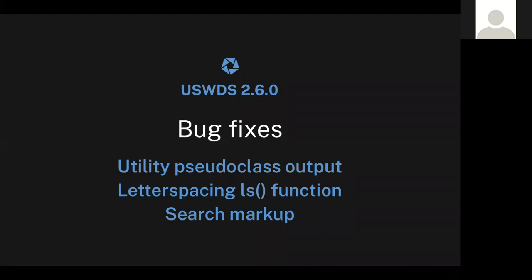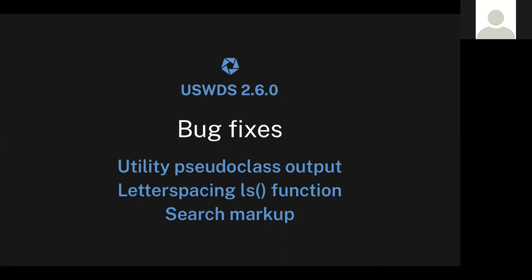There's also a little bug in the letter spacing function where if you entered the 1 token for letter spacing 1, it wasn't outputting the same value as if you did it with a utility mix-in, or if you used a utility class for letter spacing 1. And that's fixed now. And we also made some improvements to search markup and styles.